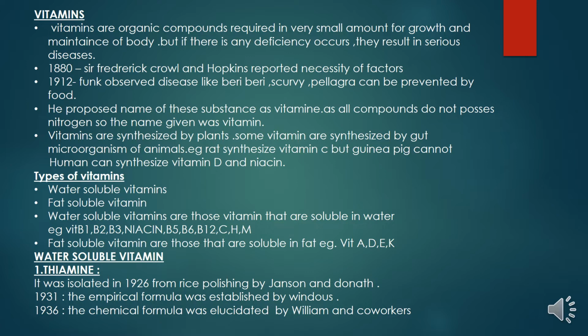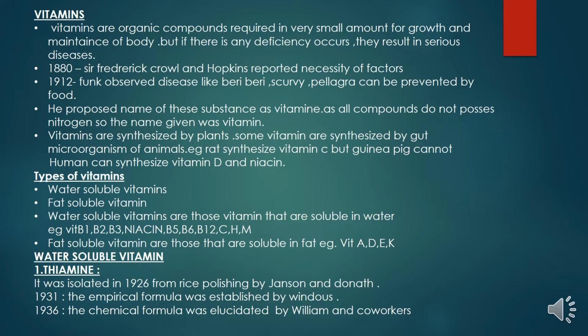Types of vitamins: water soluble vitamins and fat soluble vitamins. So there are two types of vitamins, one is fat soluble, another one is water soluble. Fat soluble vitamins are A, D, E, K, and all others are water soluble, like vitamin B1, vitamin B2, vitamin B3 niacin, B5, B6, B12, vitamin C, vitamin H, and vitamin M.